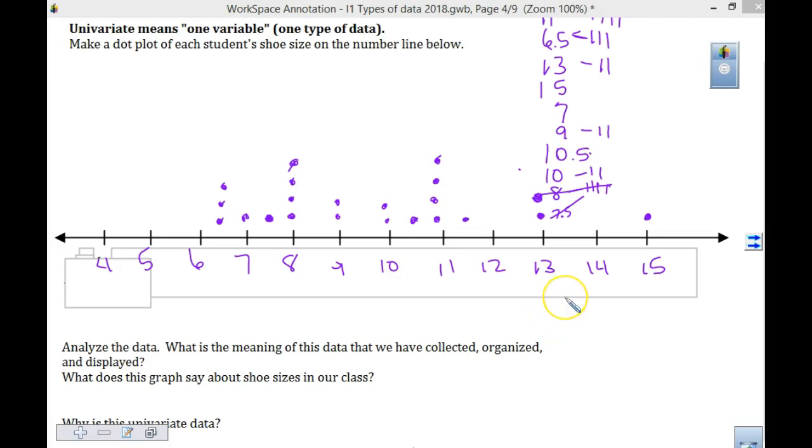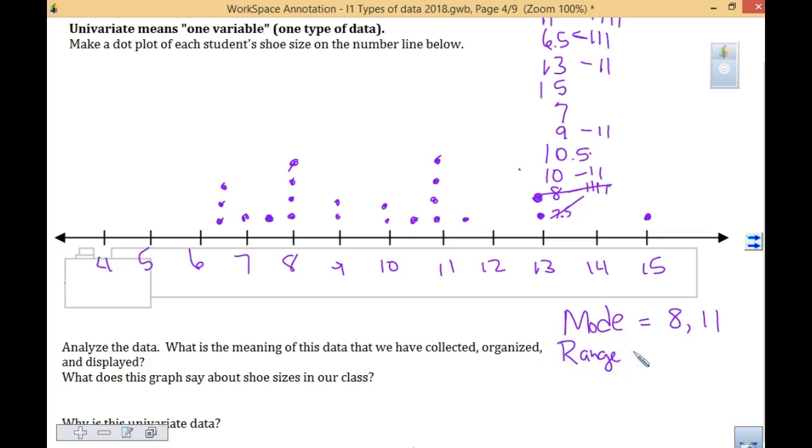So if we are talking about that, does anyone know what the most common is called? That's called our mode. Do you remember mode? It's the one that occurs the most often. So for our class, please put down the mode was both 8 and 11. We had 2 modes.